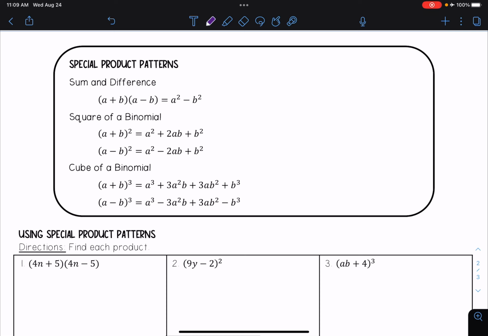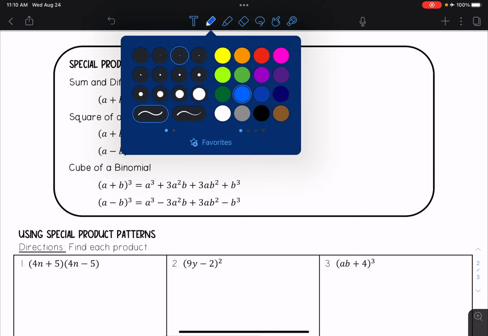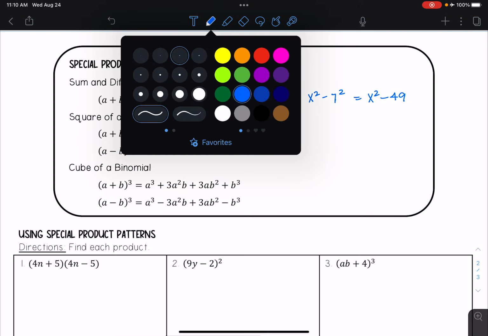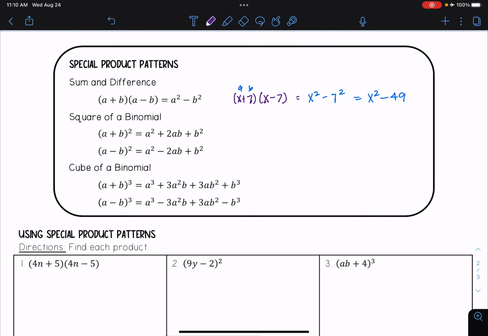So for example, if I had x plus 7 times x minus 7, my a here is x and my b is 7. So it equals x squared minus 7 squared, which is equal to x squared minus 49. So that's that pattern.